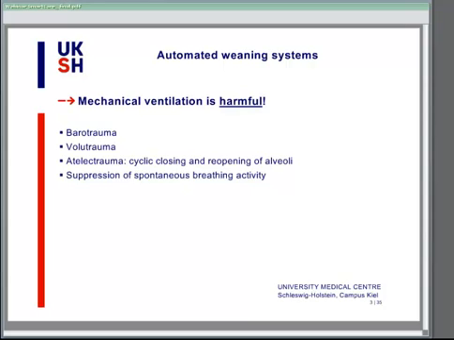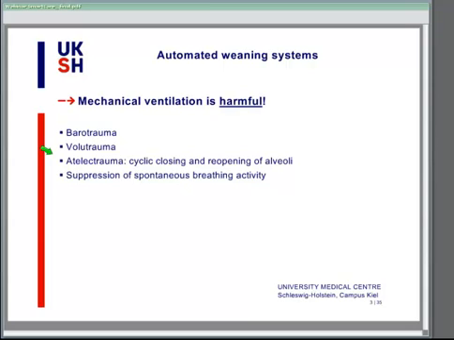The first factor is called barotrauma. So we know now that ventilating a patient with high inspiratory pressures, more than 30 or 35 centimeters of water, is harmful to our patients. And also ventilating your patients with high tidal volumes, especially in patients with acute respiratory distress syndrome, is known to be harmful for the patients.